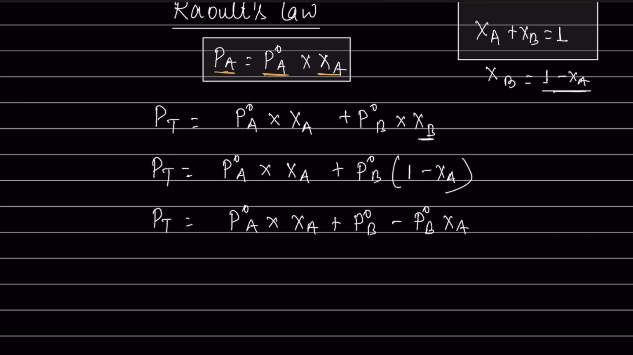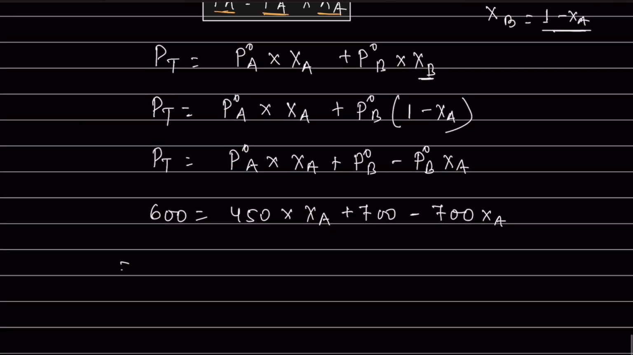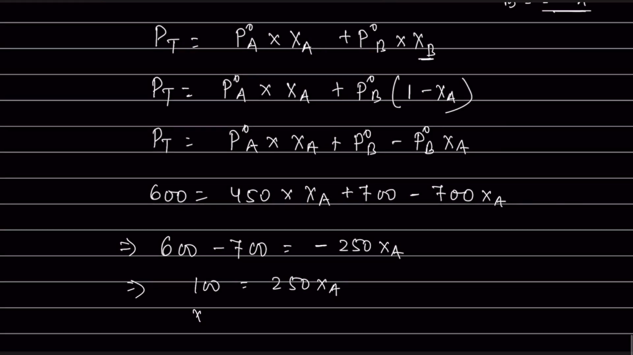So we can substitute the values. Total pressure is equal to 600. P naught A is 450 into Xa. P naught B is 700 minus 700 Xa. So here we can write 600 minus 700 is equal to minus 250 Xa. Further, minus 100 is equal to minus 250 Xa. So Xa is equal to 100 upon 250, it's equal to 0.4. So now we got the value of Xa.